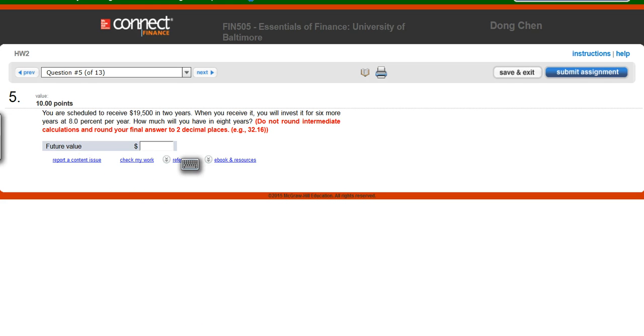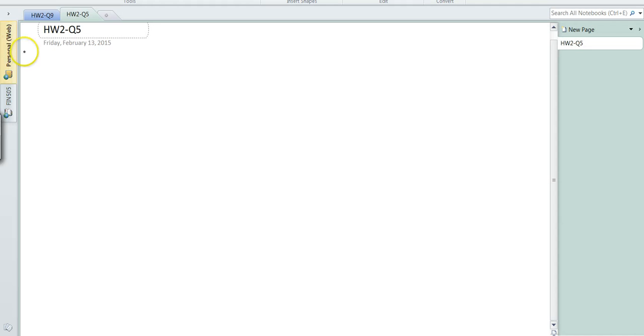Before I talk about this question, why don't I first write down the formula? We know that the future value of a single cash flow at time t is the present value, which is the amount of that single cash flow, times 1 plus interest rate r raised to the power of t.